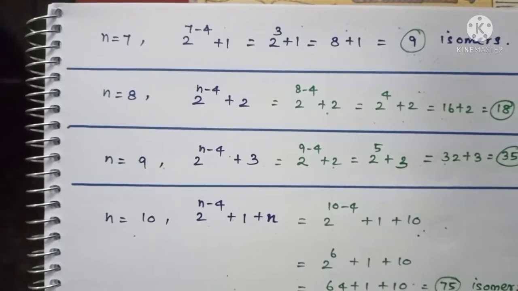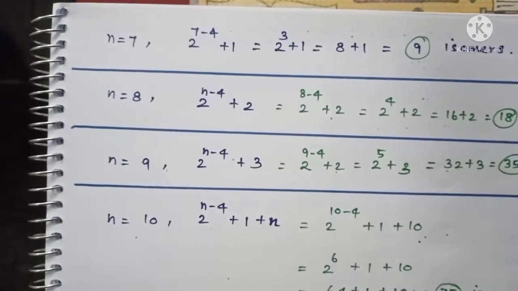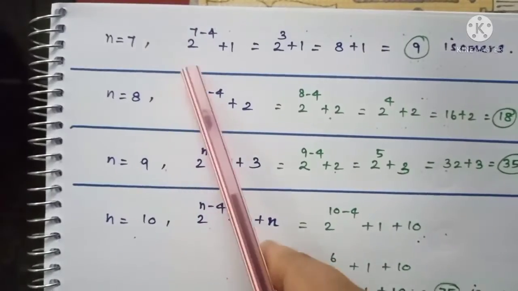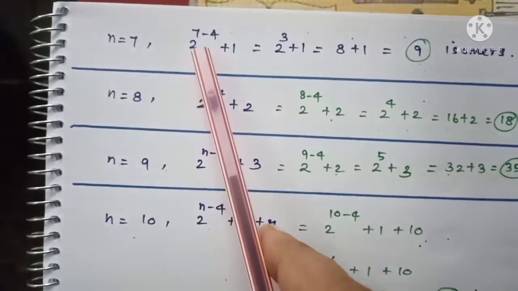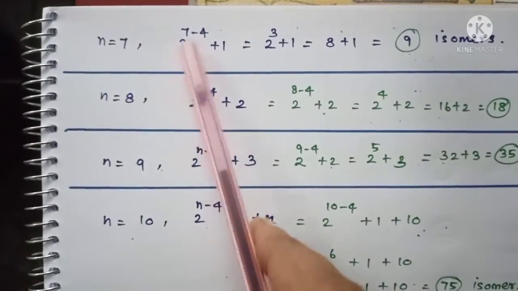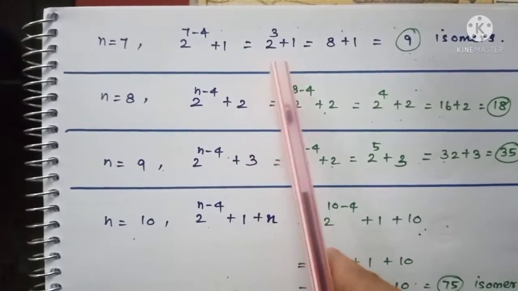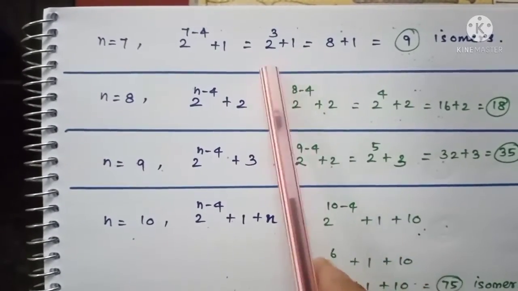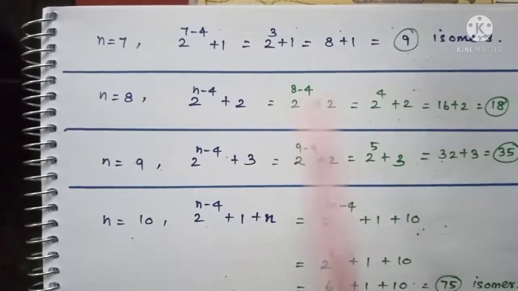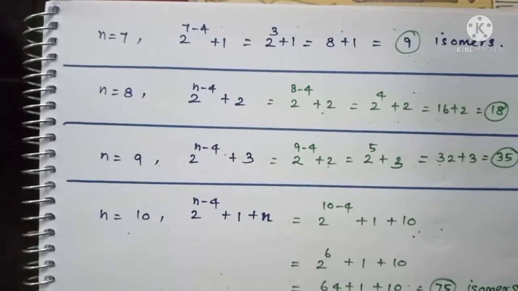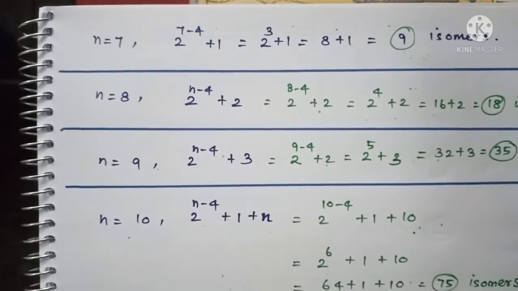For carbon number 7, that is heptane, you can use the same formula. Substituting n in the formula, I get 2 power 7 minus 4 plus 1, which is 2 power 3 plus 1. 2 power 3 is 8, 8 plus 1 is 9. So for heptane, I will get 9 isomers.